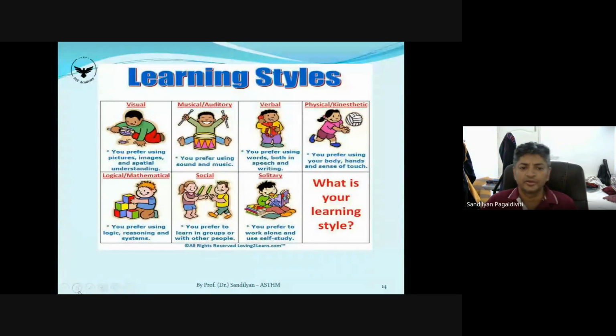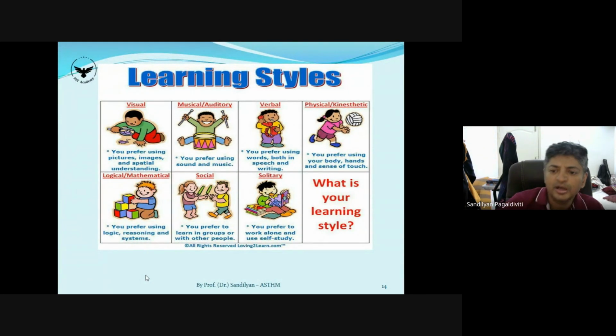Yeah. So here you find the different learning styles. There's a visual learner, there's a musical or auditory learner, there's a verbal learner, there's a physical or kinesthetic learner, there is a logical or mathematical learner, a social learner, or a solitary learner. I had just mentioned a few of these. So how many of you actually know your learning style? We are all teachers here, but how many of you are aware of what your learning style is?